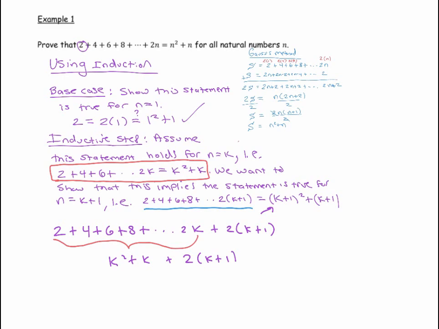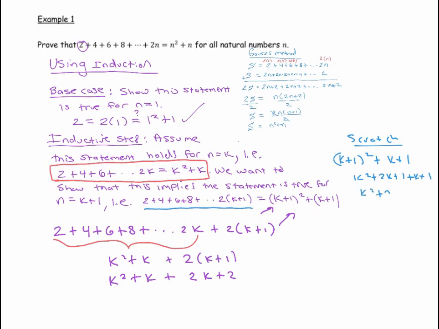Okay, now our goal is to see if I can rearrange these terms to make it look like this. Let's see, I'm just going to expand this out. So this is k squared plus k plus 2k plus 2. Now doing a little scratch work over here on the side, this expression down here, (k plus 1) squared plus k plus 1, is k squared plus 2k plus 1 plus k plus 1. So that's k squared plus 3k plus 2. And I think that's precisely what we're looking at here at the bottom.